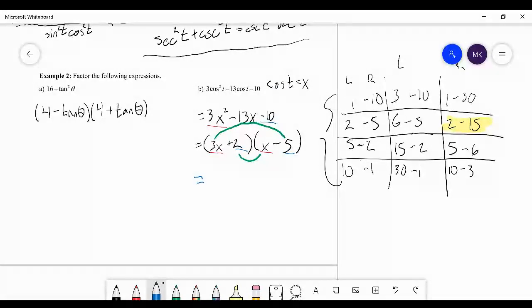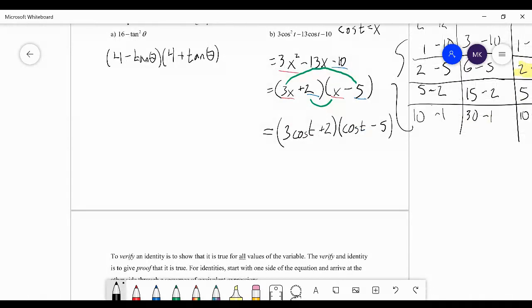So what I end up with is 3 cosine t plus 2 times cosine t minus 5. And that's how that works. So I hope that this is making some sense to you and that you are able to make some progress in your understanding of factoring if you weren't already very clear on that. But let's move on.